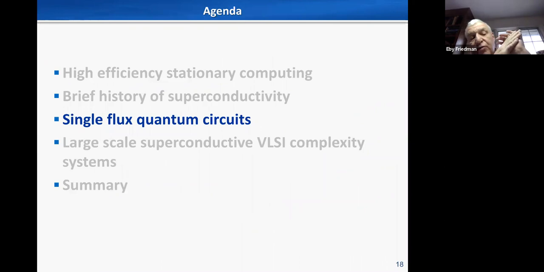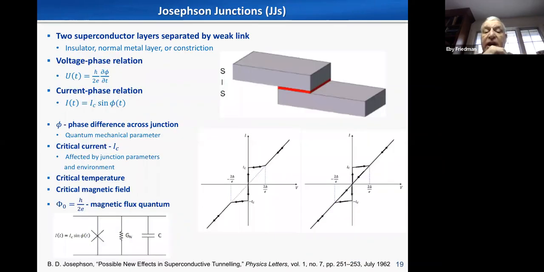Okay, so let's really get into what we want to talk about, which is single flux quantum circuits. Okay, so you have these two superconductive layers separated by a weak link. You've got an insulator or a normal metal layer, and there are classic voltage-phase relationships and current-phase relationships. These are the standard, it's not V equals IR, it's a different set of expressions. But what you see is that the phase difference across the junction is an important parameter. The critical current is when it goes normal. So people talk about superconductor behavior and normal operation. So when you exceed the critical current or temperature or magnetic field, it looks like a resistor. It looks like a normal piece of material.